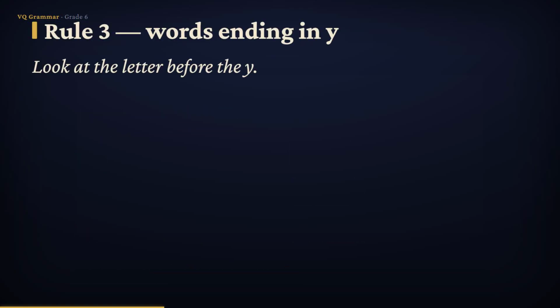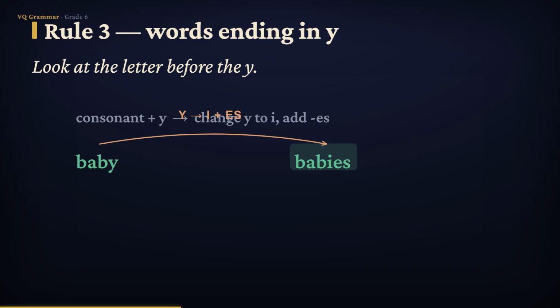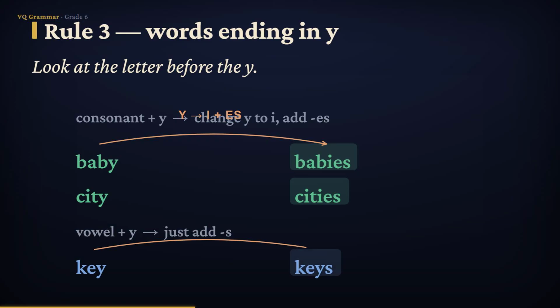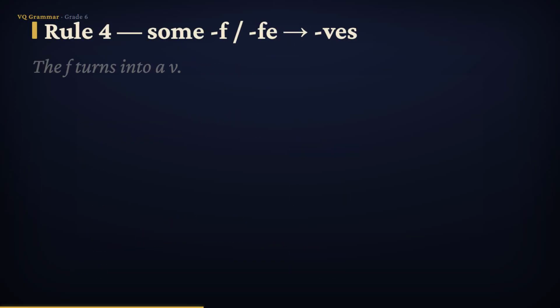Rule 3 handles words that end in the letter Y, and the trick is to peek at the letter right before it. If a consonant comes before the Y, you change the Y to I and add ES. So baby becomes babies, and city becomes cities. But if a vowel comes before the Y, you leave the Y alone and just add S. So key becomes keys. The letter in front of the Y is what tells you which way to go.